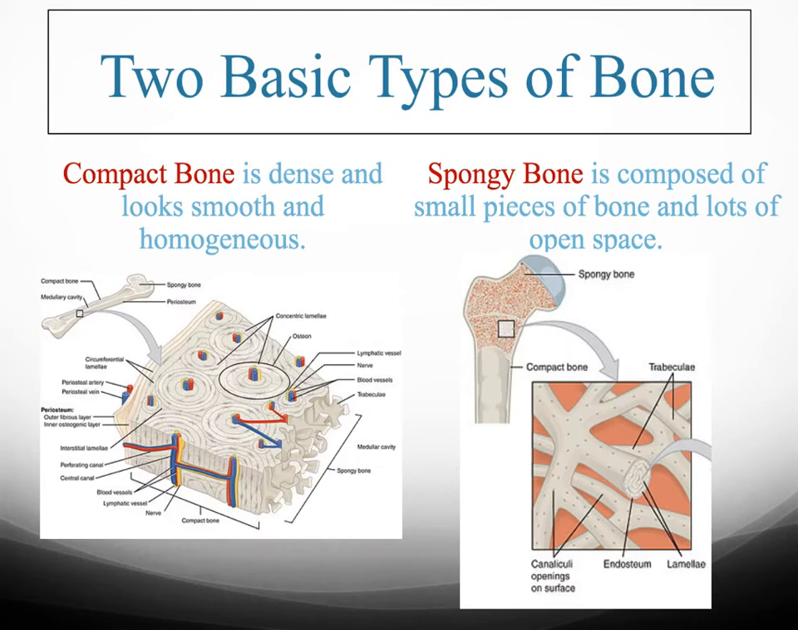Okay, there's 2 different kinds of bone material that I want you to know about. There's compact bone and spongy bone. Compact bone is also called cortical bone, and spongy bone is also called cancellous or trabecular bone. The compact bone is dense and looks smooth and homogeneous, while spongy bone has small pieces of bone and lots of open spaces.